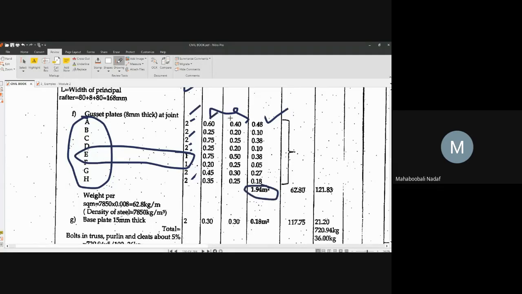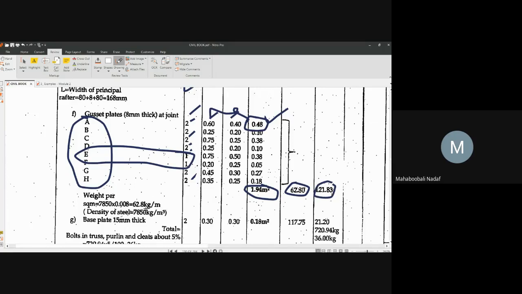This into this into this will give you this quantity, and this quantity you add, total it will come, and the unit weight for steel plate per square meter is 62.80. That is also given. So that much kg of steel is consumed.